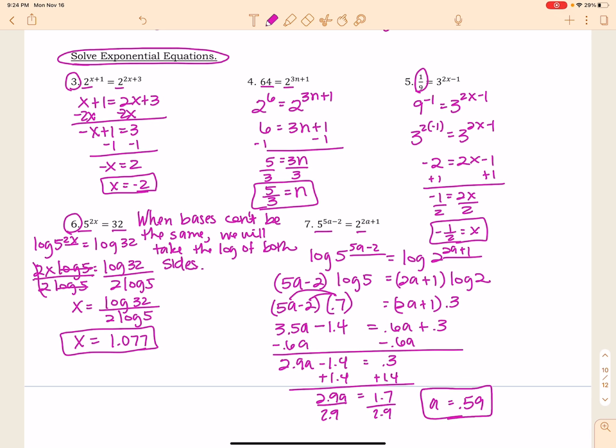Easy peasy, right? I'm going to let you use a calculator, obviously, on these. So you will need a calculator for your exponential equations. Anyway, enjoy.